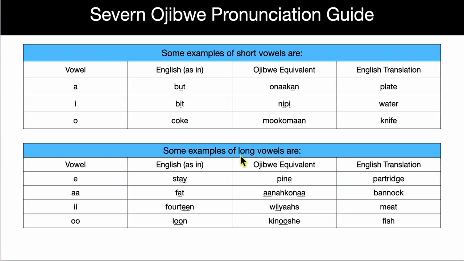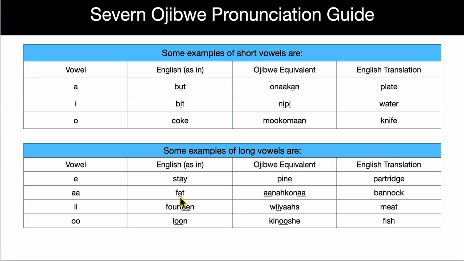For the longer vowel sounds, E, double A, double I, and double O. For E, as in English, stay or them. That's where the longer vowel E sounds. In Ojibwe, it's bene, not pine. It's bene, and that's a partridge.